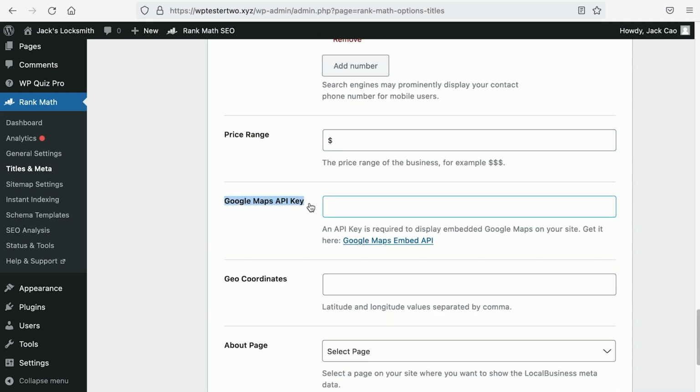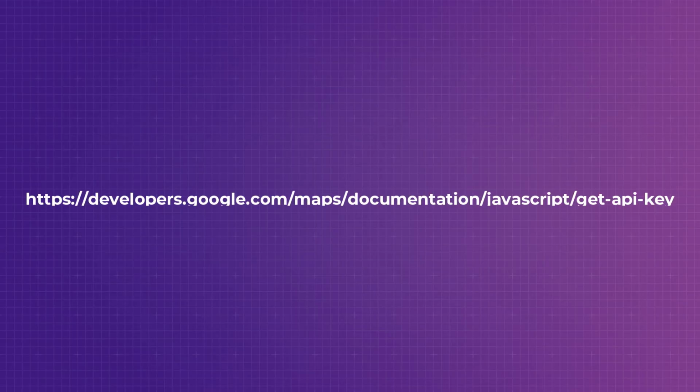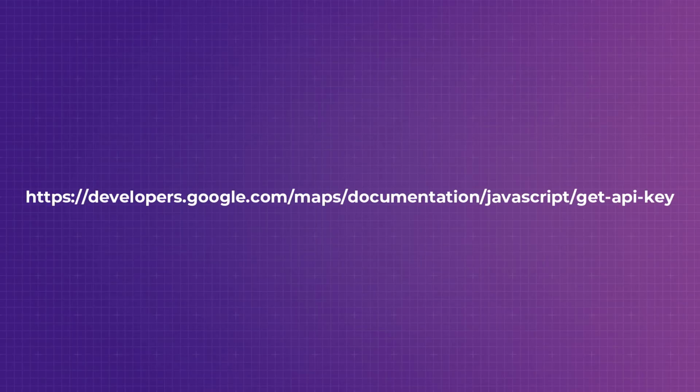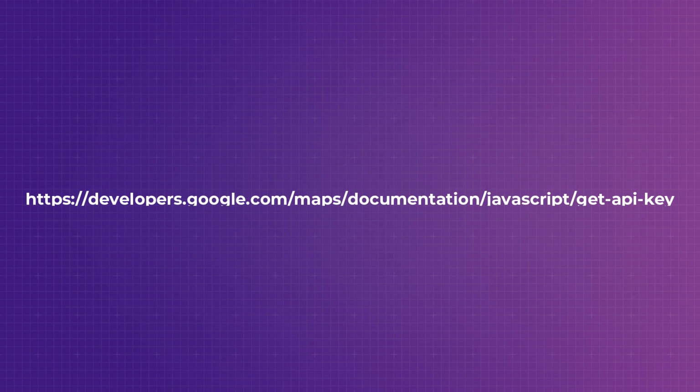Google Maps API key. If you want to embed a location map of your business, we recommend that you check out this link to get the API key set up. The same link is in the description.